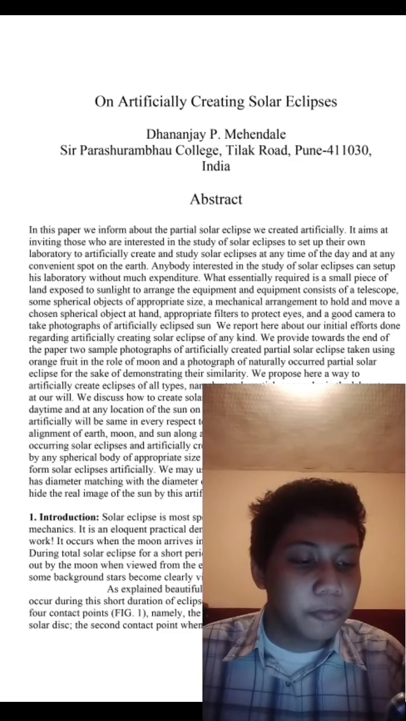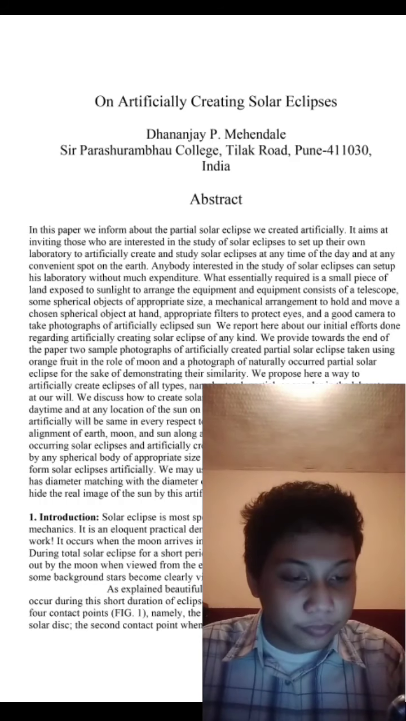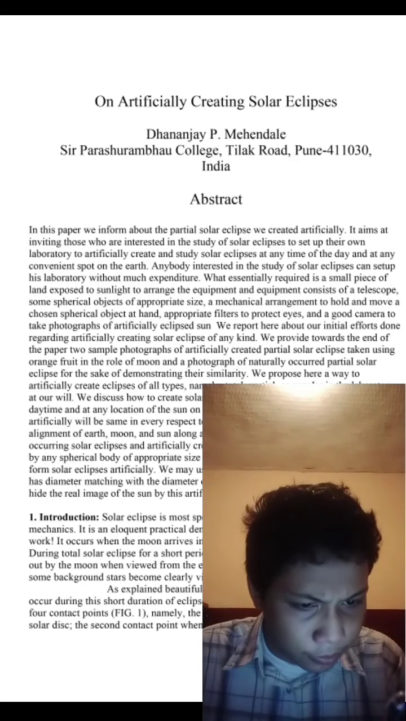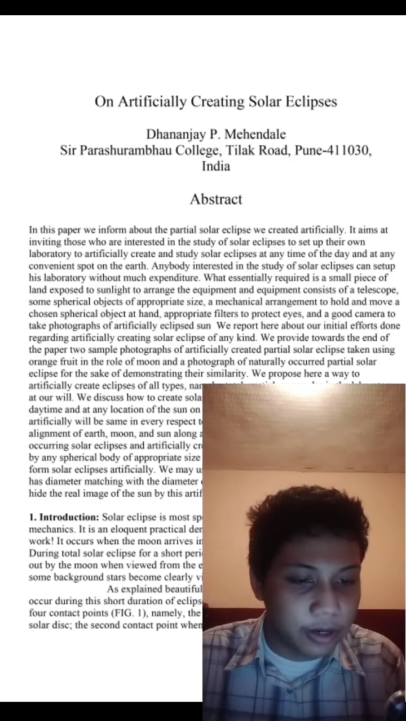The equipment consists of a telescope, some spatial object of appropriate size, a mechanical arrangement to hold and move a chosen spatial object at hand, an appropriate filter to protect it, and a good camera to take photographs of the artificially eclipsed sun. We report here about our initial effort on artificially creating solar eclipse of any kind.